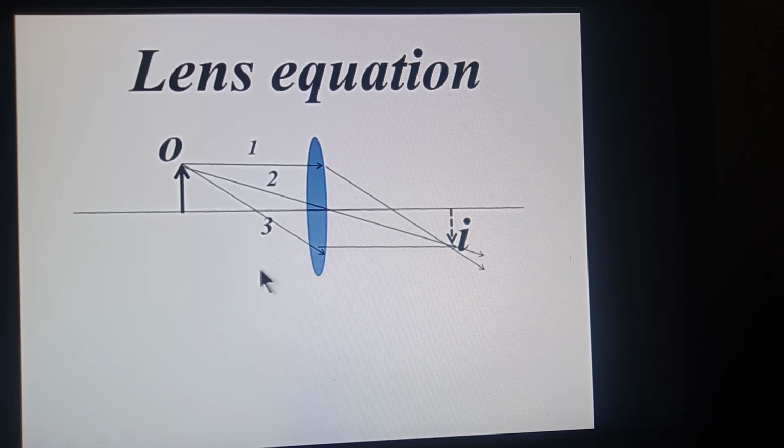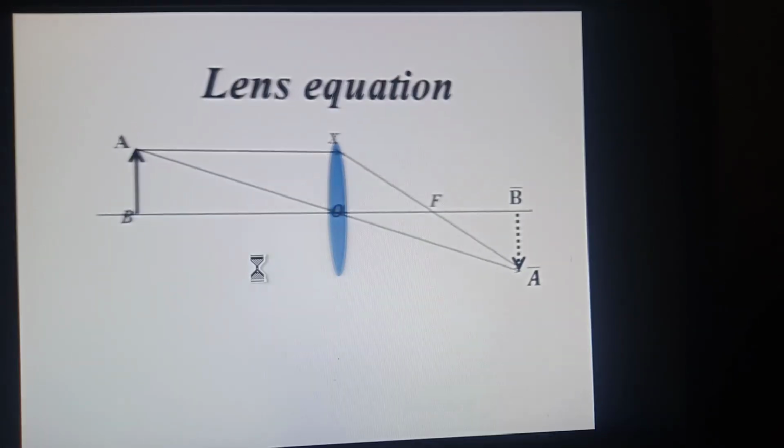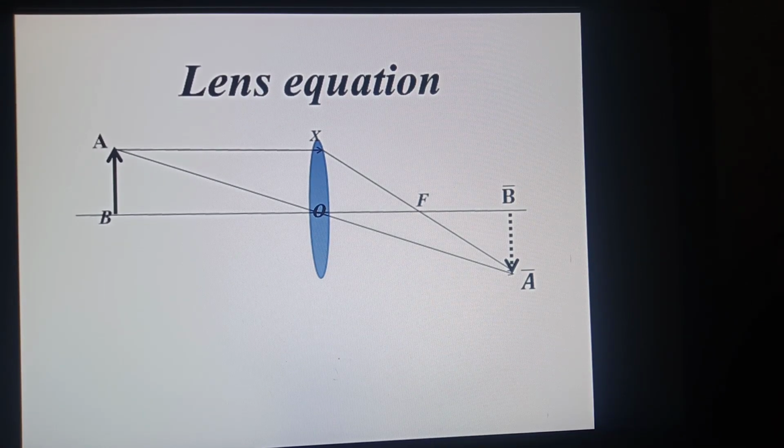Now let us start the derivation of lens equation. Again, consider a convex lens in front of which an object AB is placed. Using these two special rays or using ray diagram, A prime B prime is its image. F is the focal length, O is the optical center, and X is a point that we have assumed here. Look at this diagram. There are two triangles, triangle OAB and triangle OA prime B prime. These two triangles are similar.